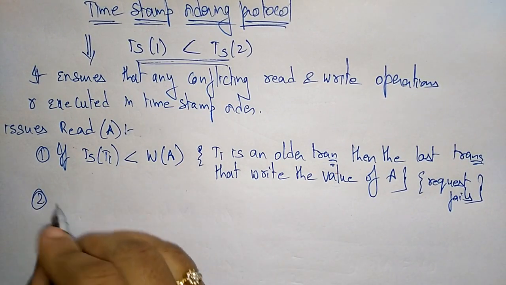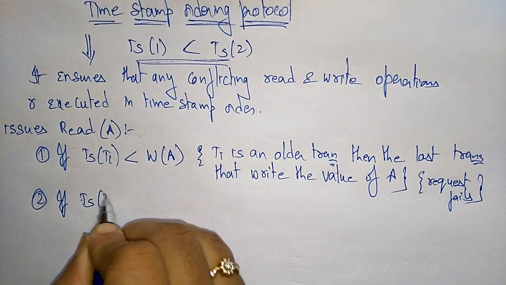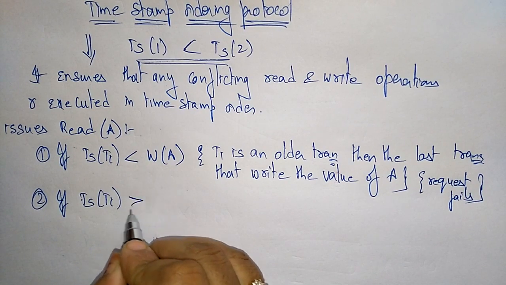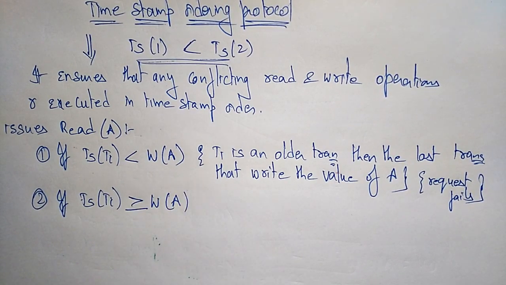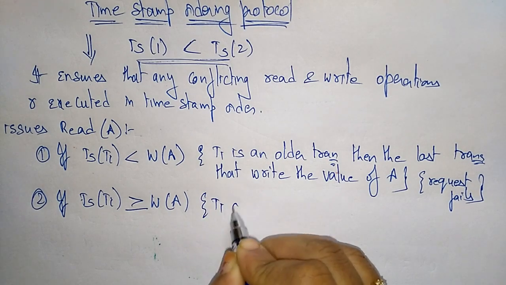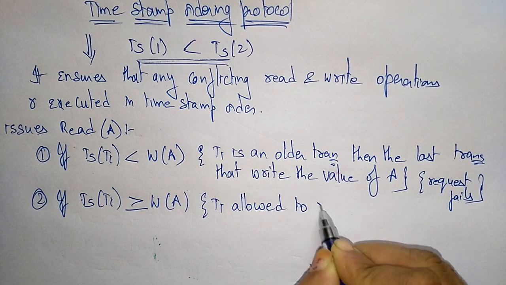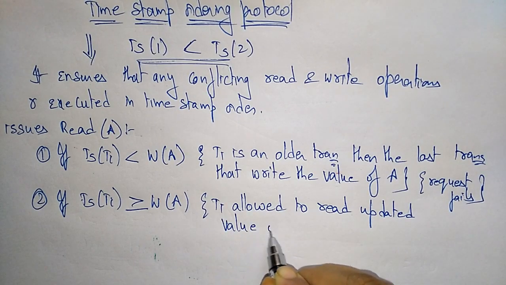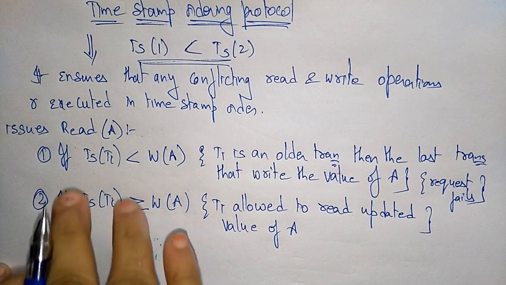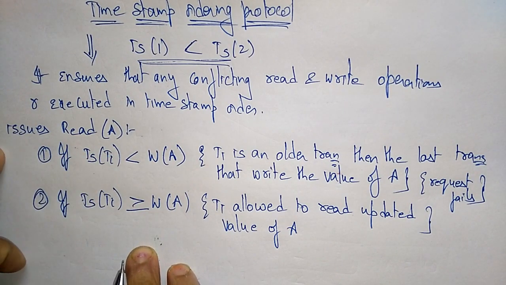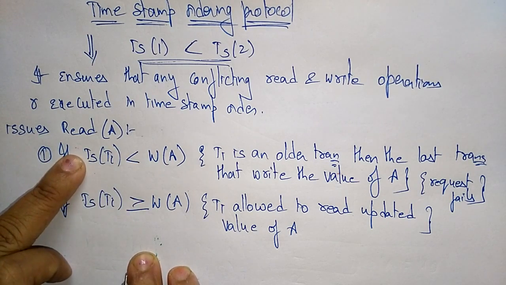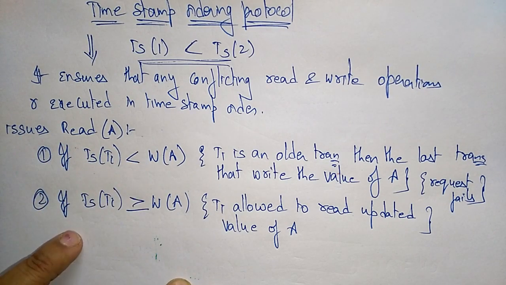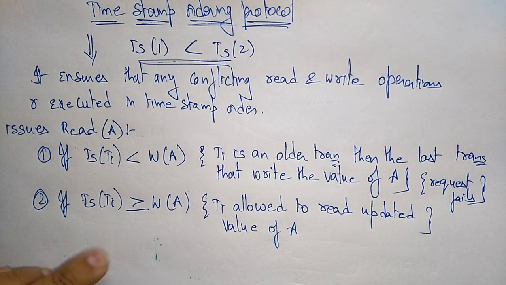Now coming to the second one. If the timestamp of Ti is greater than or equal to the write timestamp of A, for the transaction whose read issues we are focusing on, then Ti is allowed to read the updated value of A. So these are the two issues, the formula conditions that occur when a transaction issues read A: TS of Ti is less than write of A, or TS of Ti is greater than or equal to write of A.